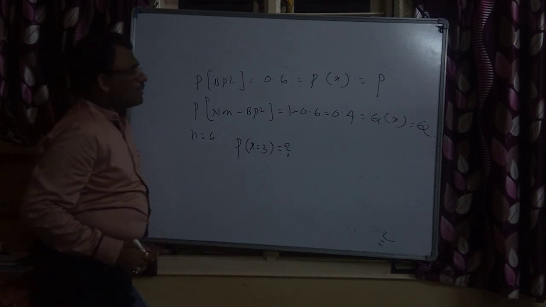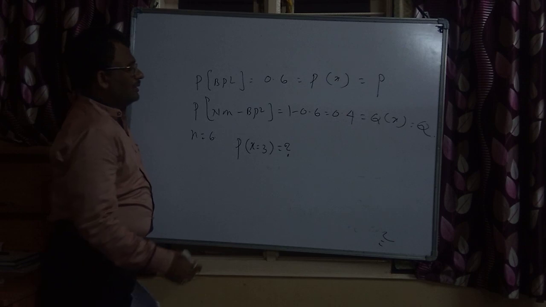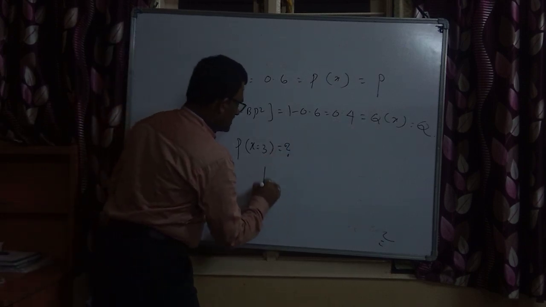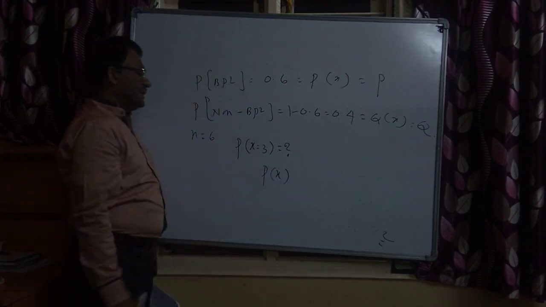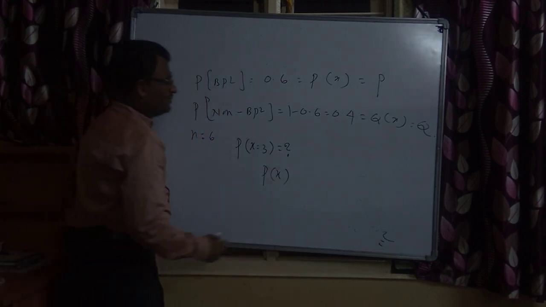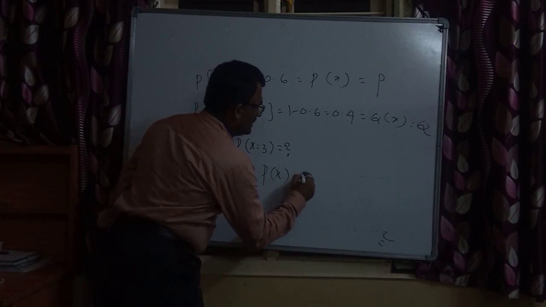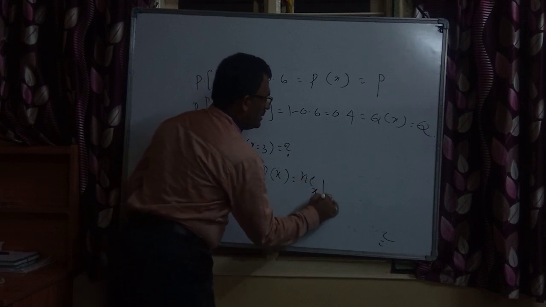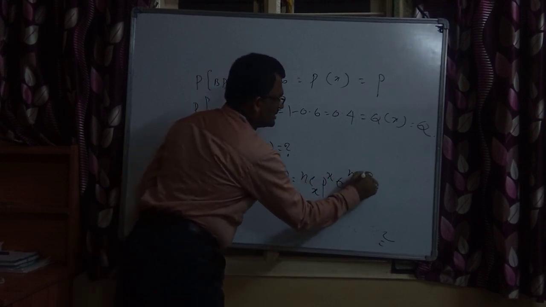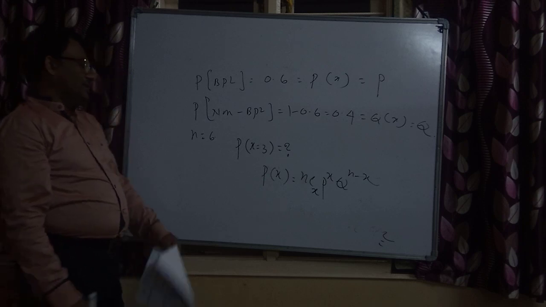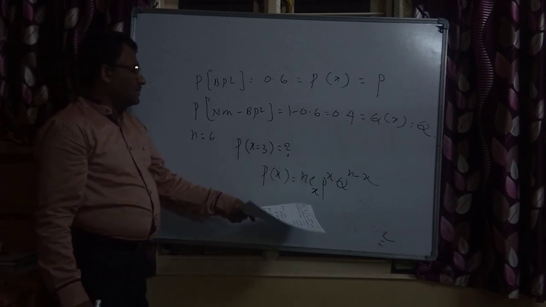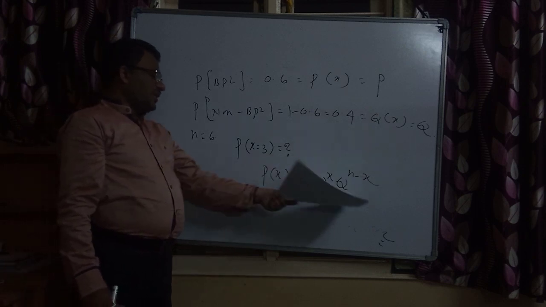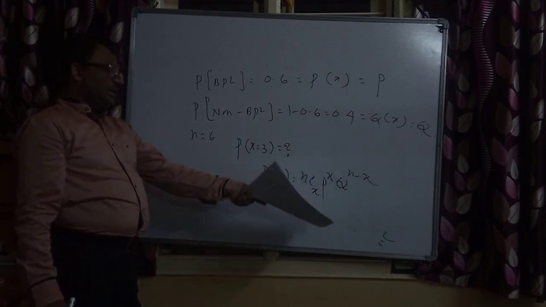If you want a fair understanding of P of X, you can refer to my previous video in this regard. In that previous video I gave the formula: P of X is equal to NCX P power X Q power N minus X. This is exactly the concern of the day. Take this probability mass function into account, just substitute your values and you will get the result.